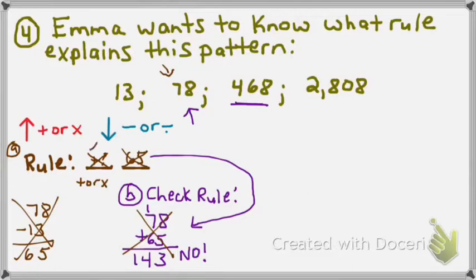If it's not an addition rule, it must be a multiplication rule, so I'll change my first blank of rule to a times sign. Remember, if it's a multiplication or division rule, I'm going to take any two numbers that are side by side and divide them to find out what my second blank of the rule is. So I'm going to say my 78 divided by the number in front of it, which is 13. And let's see if that tells me what my correct rule is.